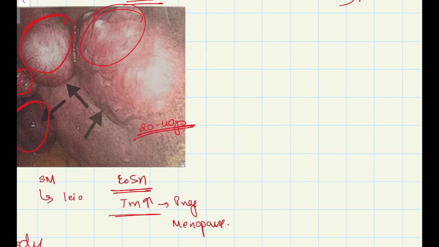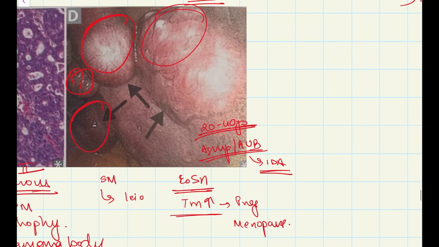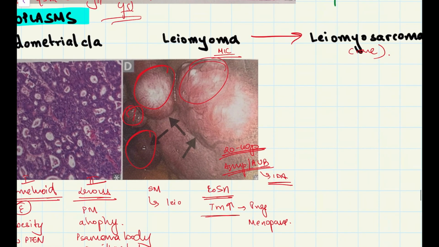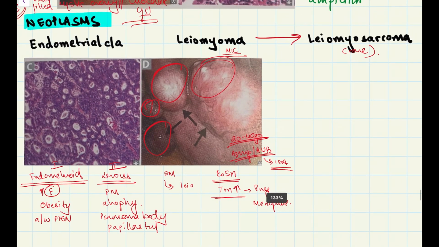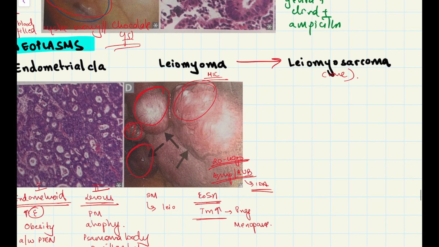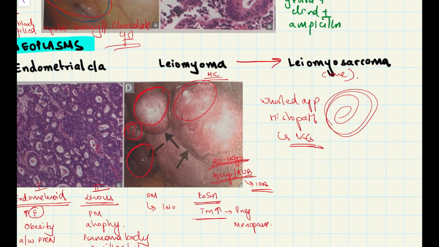It may be asymptomatic, or it may cause abnormal uterine bleeding, right? Severe bleeding may also lead to iron deficiency anemia. The characteristic feature of leiomyoma is its whorled appearance. On histopathology, the whorled appearance is due to the smooth muscle bundles, and they have discrete borders.